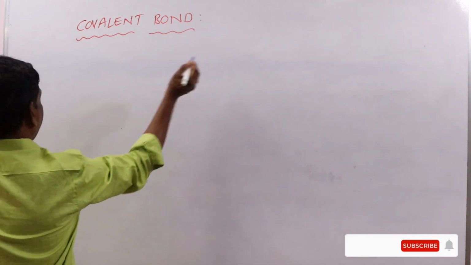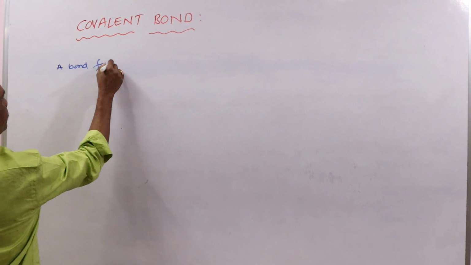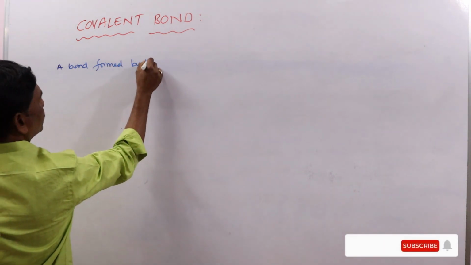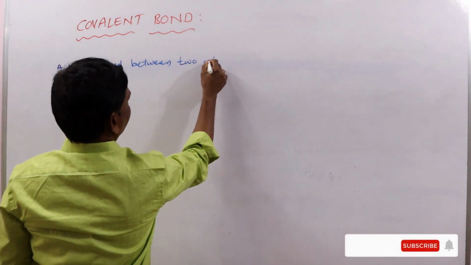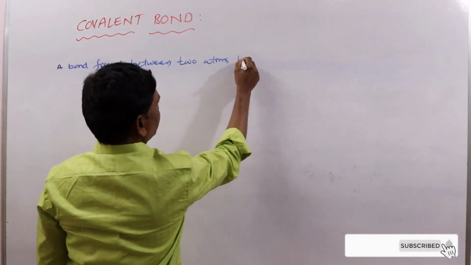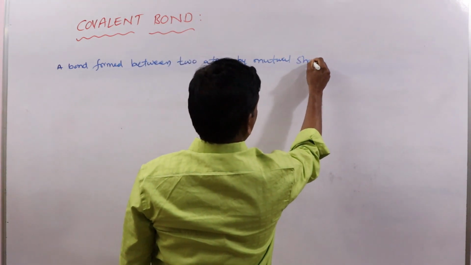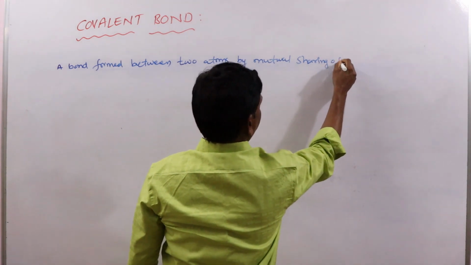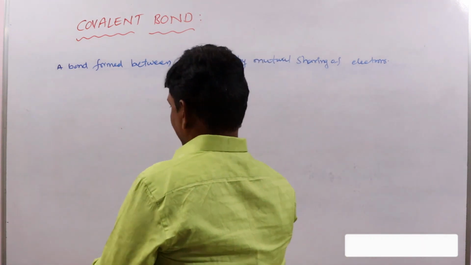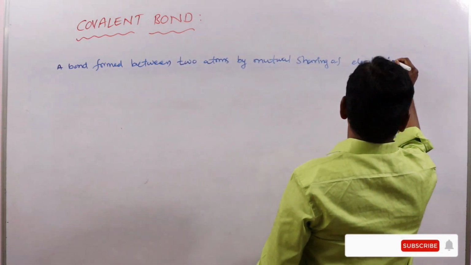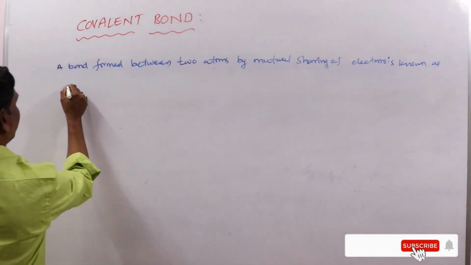A bond formed between two atoms by mutual sharing of electrons is known as a covalent bond.